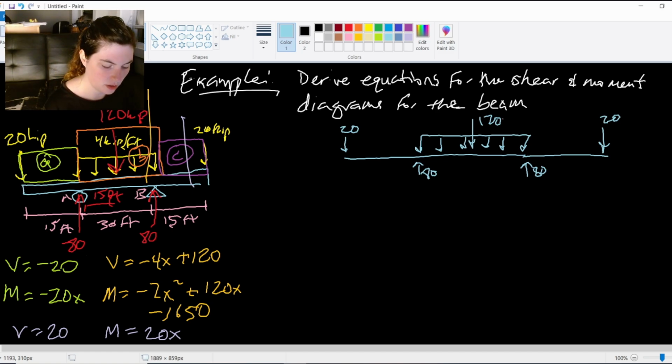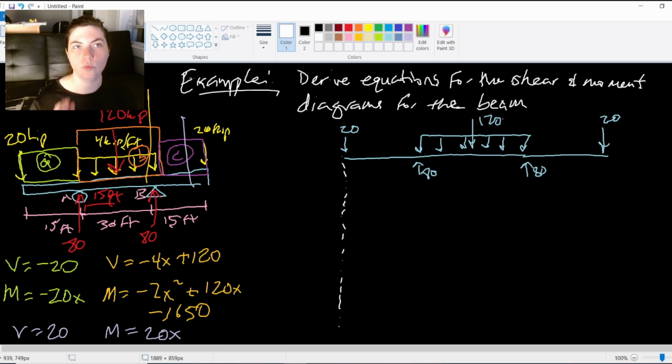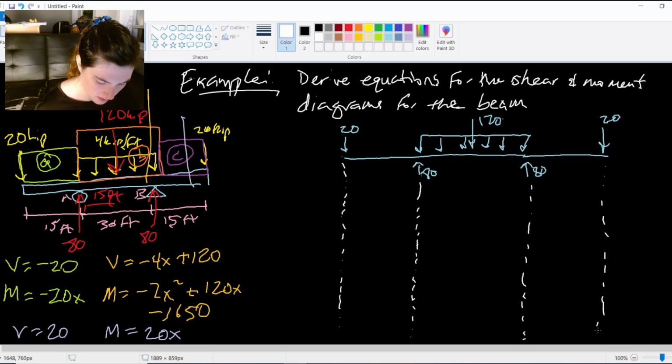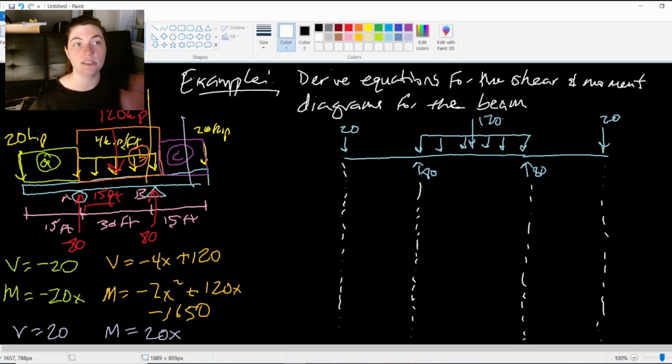I'm going to go ahead and draw these dashed lines down to separate out where my load continuity is occurring. So my load continuity areas are here, here, the reaction, and at the end. Right, so now I can see the 3 distinct areas where those equations are going to be popped in.